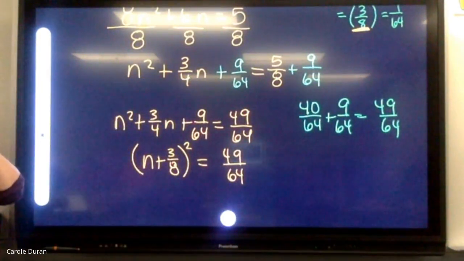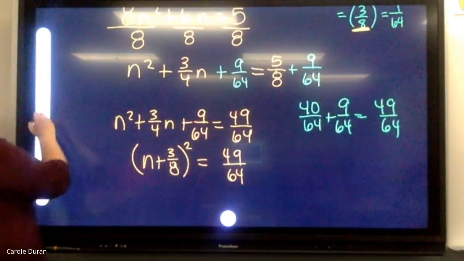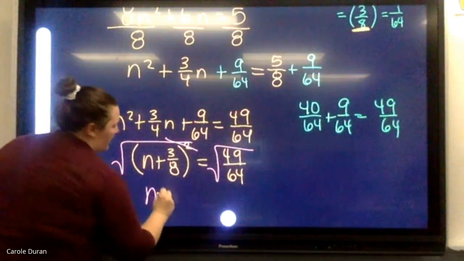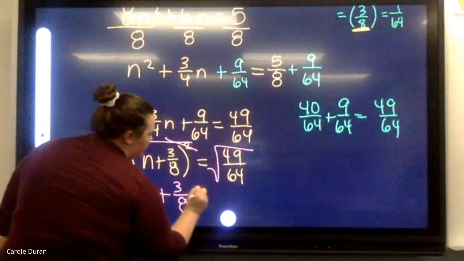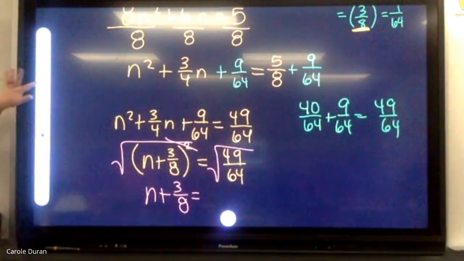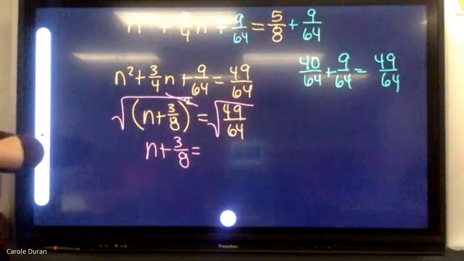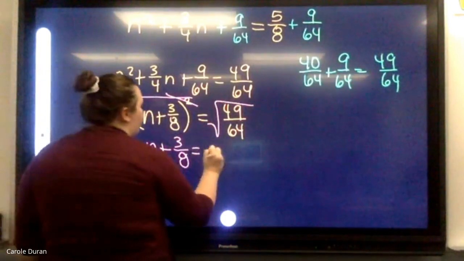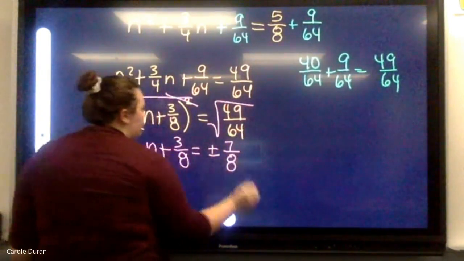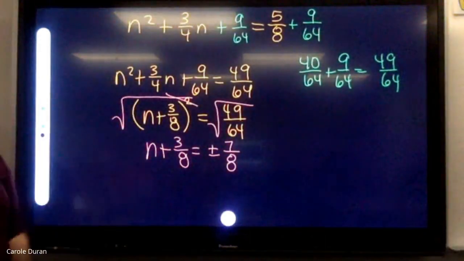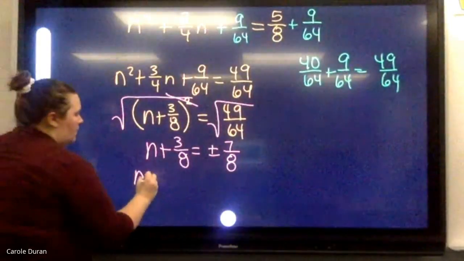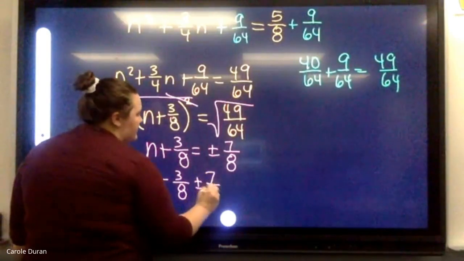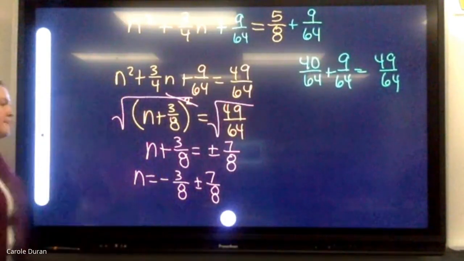What do I do now? Square root both sides. n plus 3 over 8 equals, what does that right-hand side turn into? Plus or minus 7/8, because the square root of 49 is 7, and the square root of 64 is 8. And then we subtract the 3/8 over. I get n equals negative 3/8 plus or minus 7/8. And I split it up into the two problems.